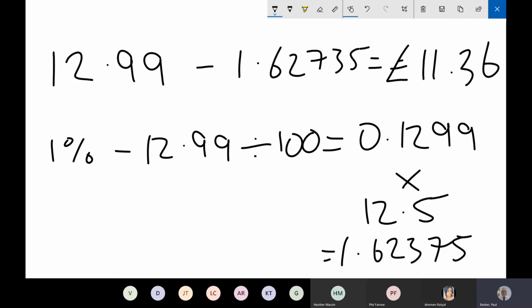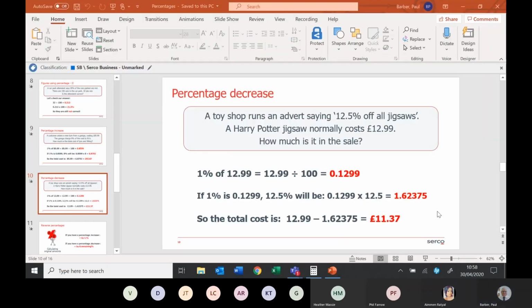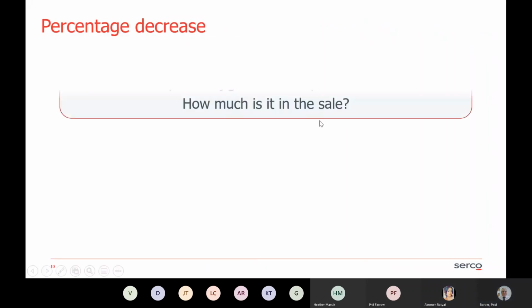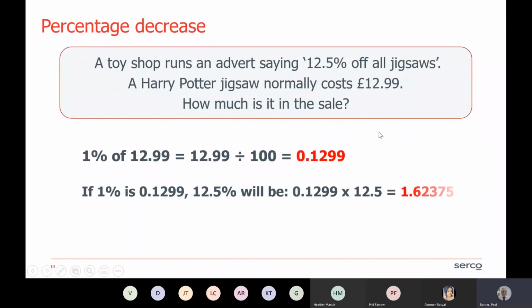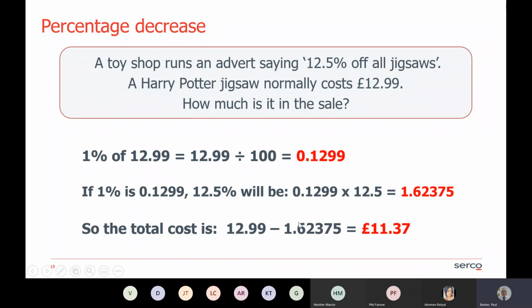So again, I haven't rounded the initial number I've got. I've kept it as long as I can, and I've rounded at the very end. So very similar to the addition one, obviously. We worked out 1% by dividing by 100. We then needed 12.5%, so we times by 12.5. And then the total cost it asked for us is the total, take away that figure, £11.37.